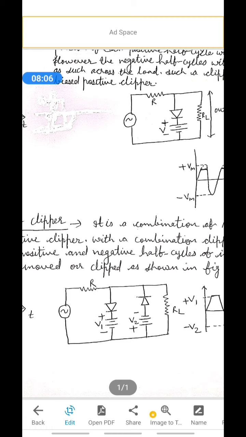Between plus V1 and minus V2, neither diode is on. Therefore, in this condition, most of the input voltage appears across the load.